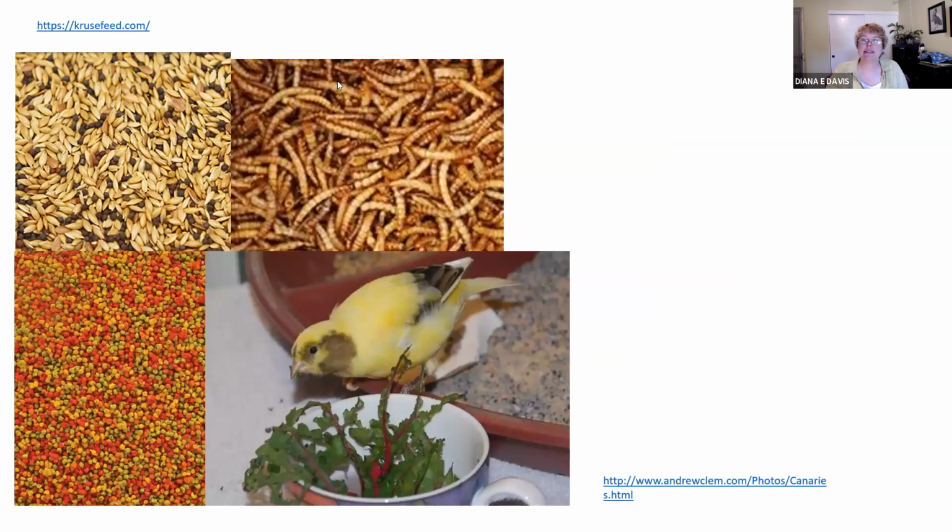Let's talk about diet. I bet most of you guys, if you're thinking of canaries and finches, you're thinking of seed. Well, guess what? Seed is not a complete diet.